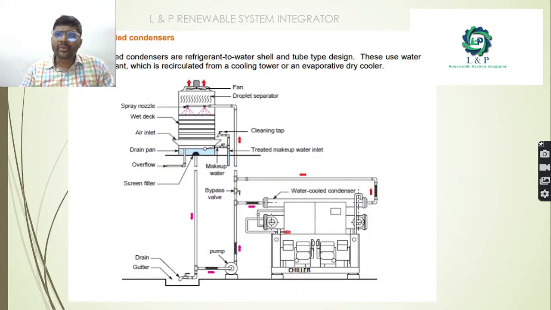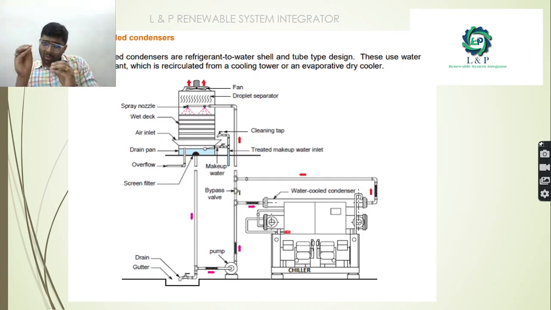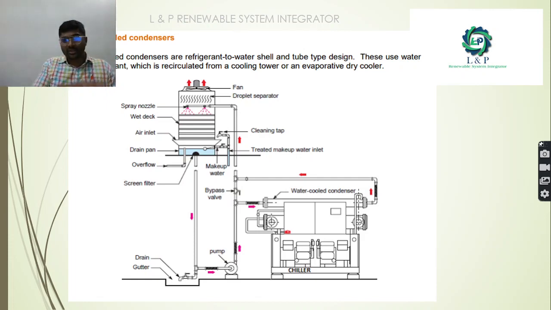When you are going for water cooled condensers, the refrigerant-to-water shell and tube type design is very important. They use either water as a coolant, or sometimes refrigerants are also used as a coolant. The water acts as a coolant and is recirculated from the cooling tower or an evaporative dry cooler to the condensers. With the help of the pump, it keeps recirculating from the cooling tower to the water cooled condensers.